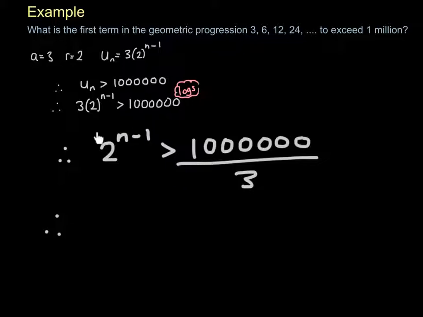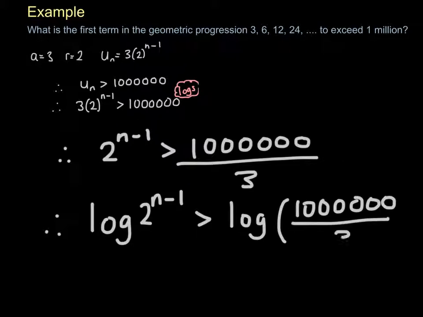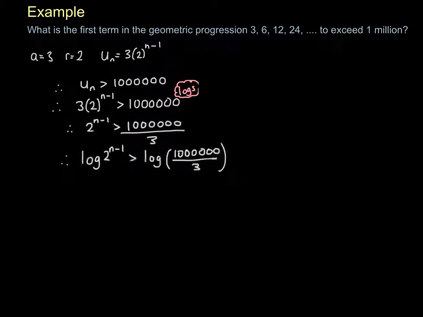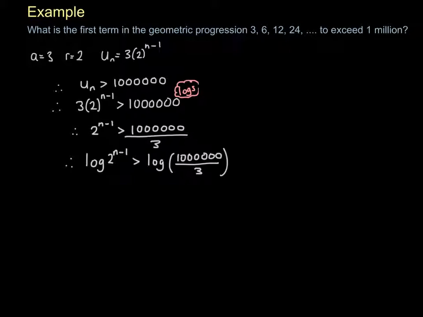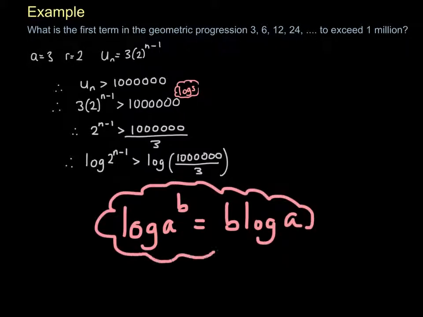To bring that n minus 1 out of the power so that we can solve it, what we did in the logs chapter is we took logs of both sides: log to the base 10 of 2 to the power n minus 1, and log to the base 10 of 1 million divided by 3. The reason we do that is so that we can bring that power out of the log, remembering the power rule from the logs chapter: if you've got log of a to the power b, we can bring that b out, so it's b log a.